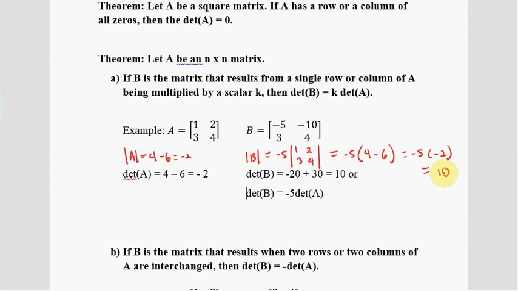So all we're saying is that if you notice that there's a common factor in a row, you can factor that number out. Don't throw that number away, multiply it times that determinant. Right? It could be a common factor in the column. You can take that common term out and multiply it times the determinant.